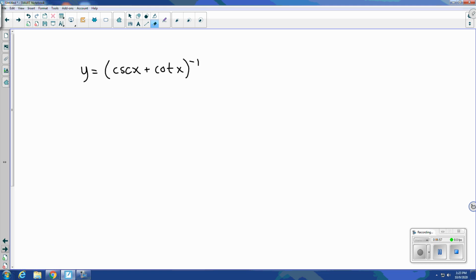Next, we have y equals cosecant x plus cotangent x to the negative 1. So hopefully by now we're recognizing our outer function's a power function here, composed with cosecant x plus cotangent x. So when we take our derivative, let's utilize that power rule and keep it composed with that given inner function. We have to multiply by what's on the inside. So derivative of cosecant x is negative cosecant x cotangent x. And then the derivative of cotangent is negative cosecant squared x.